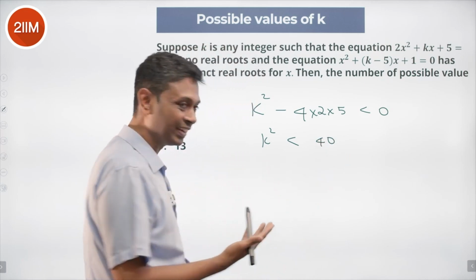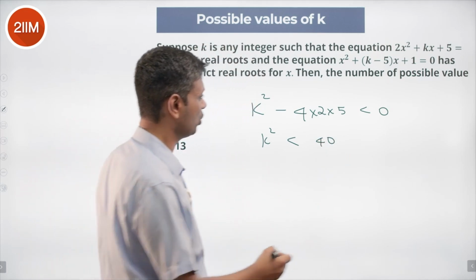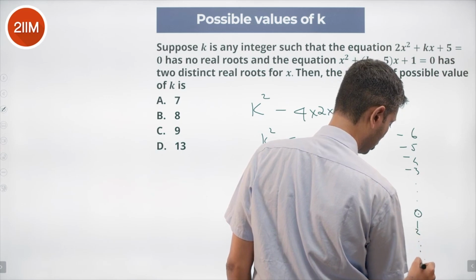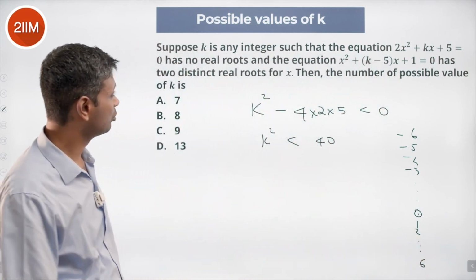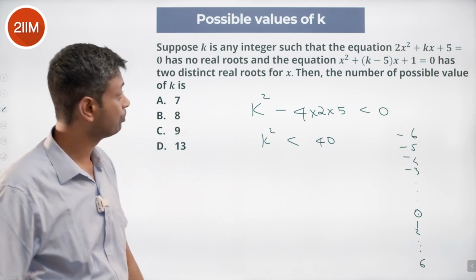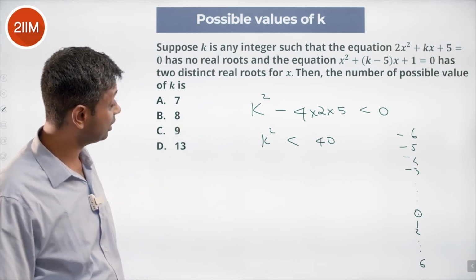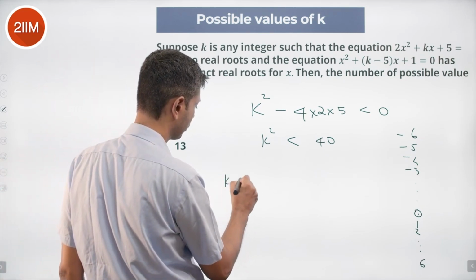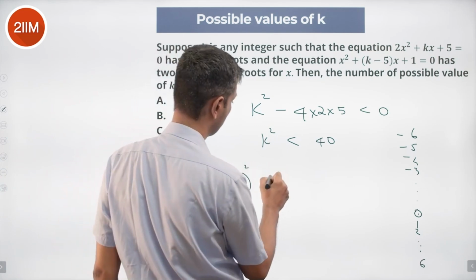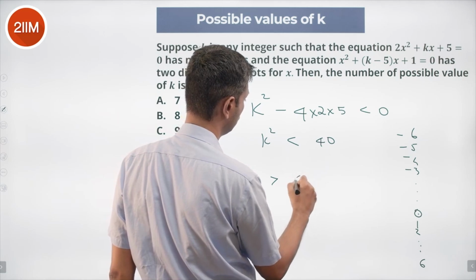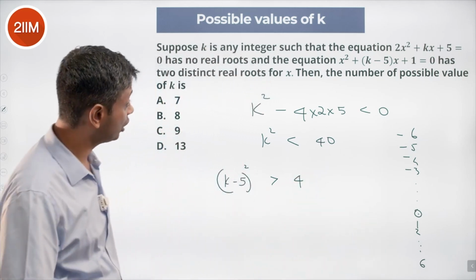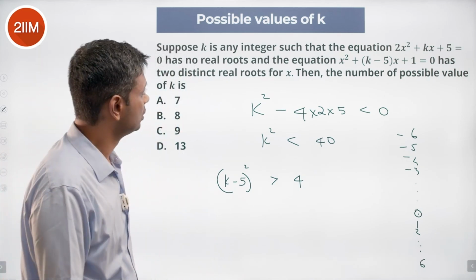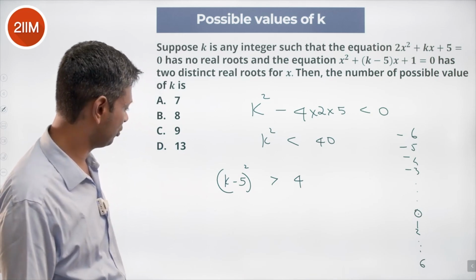So we're talking about 36 as the perfect square. We're talking about integers. So k goes from minus 6 to plus 6. We have 13 values here. Most likely 13 is not the answer because we've got one more condition. The equation x square plus (k minus 5)x plus 1 equal to 0 has two distinct real roots. So k minus 5 the whole square is greater than 4. It's not even greater than or equal to 4, it is greater than 4. b square minus 4ac is greater than 0, and so k minus 5 the whole square is greater than 4. What values could this be?